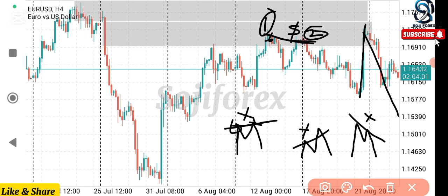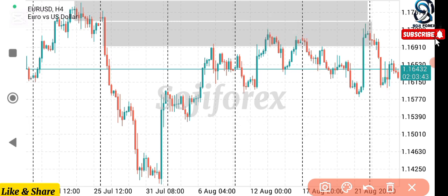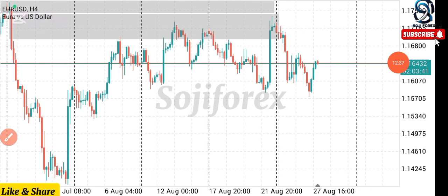So what do you do? Since we know that there is a liquidity sitting here and price is always attracted to areas of liquidity, we will be patient to wait for what? For this liquidity to be swept, and then we come in to make our entry. So let me show you exactly what happened now.